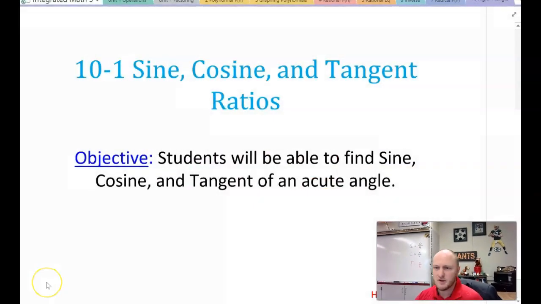Hello there, welcome to this video on finding the sine, cosine, and tangent values of a right triangle. This is the start of Unit 10 where we're going to look at and review right triangle trigonometry. And again, we'll review the functions sine, cosine, and tangent. Our objective is that students will be able to find sine, cosine, and tangent of an acute angle. And remember, acute just means less than 90 degrees.